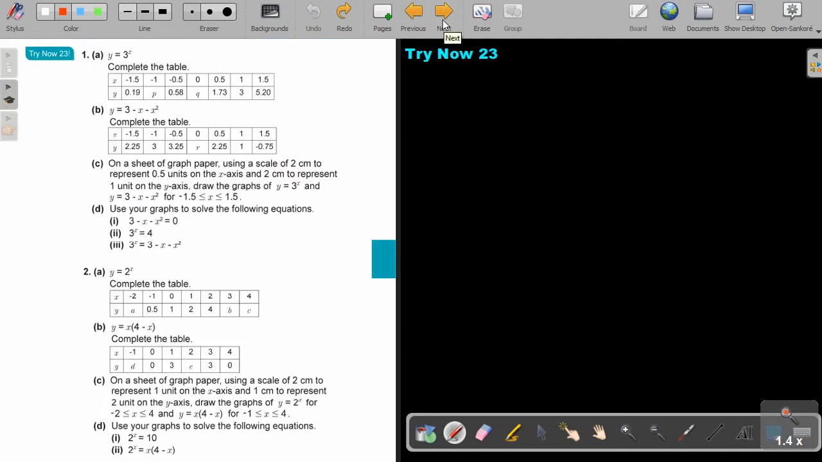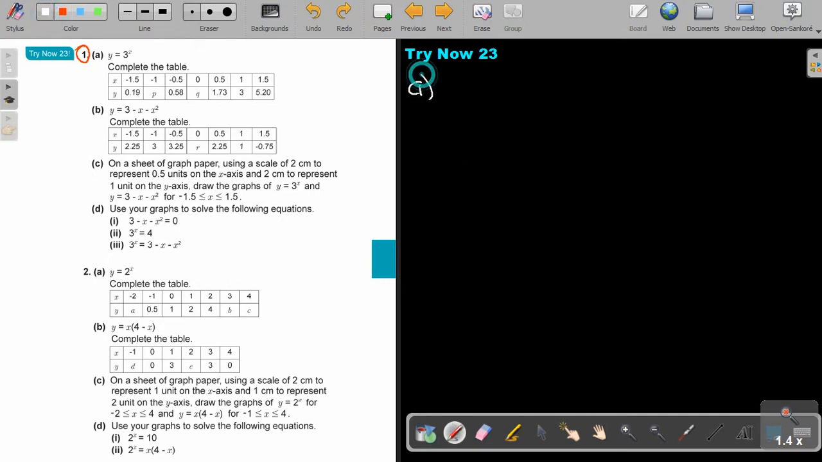I want you to stop the video and do number 1. You can continue the video as soon as you are finished. And again, I'm going to do all the calculations on this page, and then on the next page, I will draw the graph. Use it to draw the graph. Okay, so let's start.